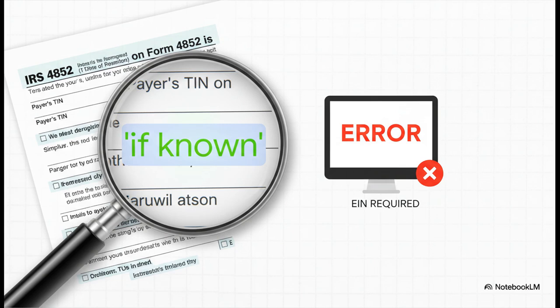And here are the two magic words straight from the IRS instructions. If known. The IRS itself acknowledges that you might not know the payer's ID number. This is your legal green light. The law allows for this. The problem isn't the tax code, it's the tax software that ignores this little instruction.